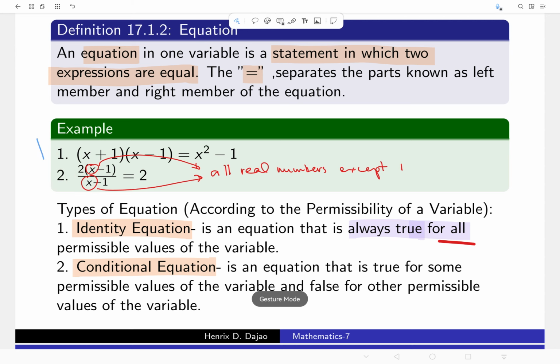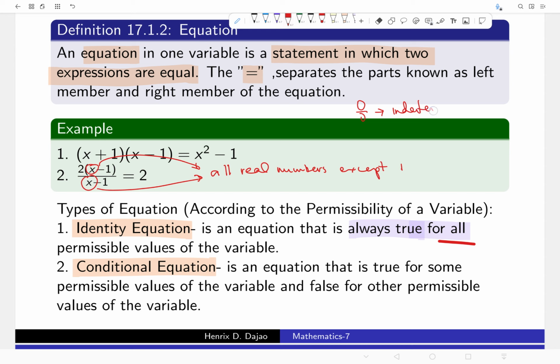This one is actually 0 over 0, which is indeterminate. We don't want to be in that situation. Indeterminate, or we also don't want to be in the position that our expression will become undefined. Either of the two, we don't want that to happen.